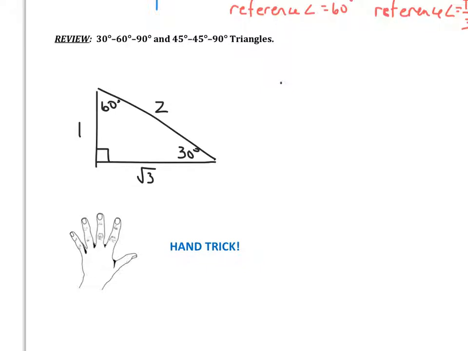Now how do you know which one is opposite which? Always remember that the smallest angle has the smallest side opposite. The second smallest angle has the second smallest side opposite it. And then the largest angle has the largest side opposite it. If you're not sure about the value of root 3, type in root 3 on your calculator right now. What's root 3?